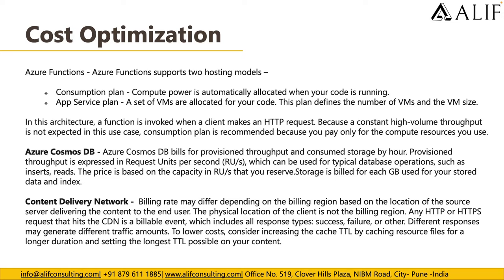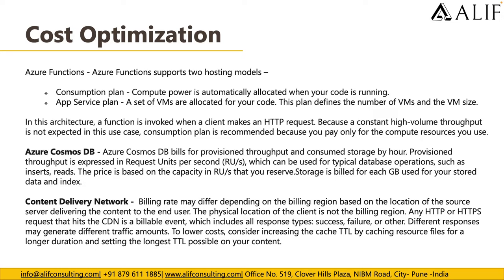Cost optimizations. Yes, you can do a little bit of cost optimization as well. For Azure Functions, you have two types of models. You can have a consumption plan, where compute power is automatically allocated whenever code is running. Second is the App Service plan, where a set of VMs is allocated to your code. This plan defines the number of VMs or the VM size, so accordingly you have to select. If your function is going to run 24/7, go with the App Service plan. If your function is going to run once or twice a day, or maybe 10 times a day, go with the consumption plan.